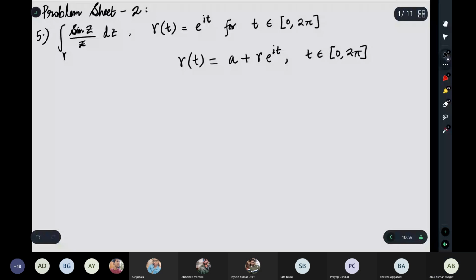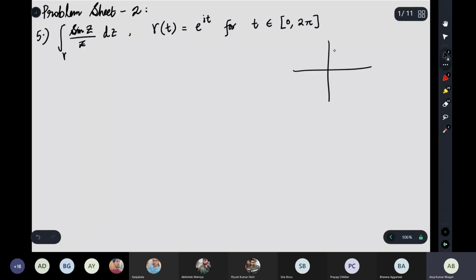So look at this one. This is a circle centered at the origin and the radius is 1. So this radius is 1 and this is the origin. You remember the Cauchy integral formula which sir has already given to you all. It was the integral of f z by z minus z0 dz, which equals 2 pi i f of z0.